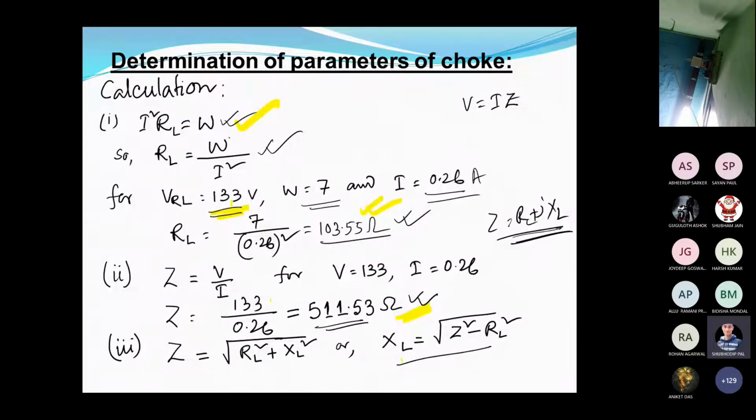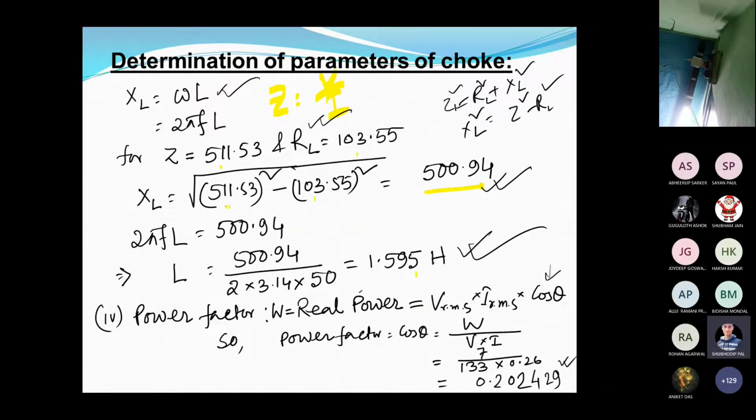Your V is how much? 133, and your current is how much? 0.26. V by I is giving the Z value. Okay, so V by I is used to calculate the impedance Z. Now from that impedance, you are calculating the inductance value.